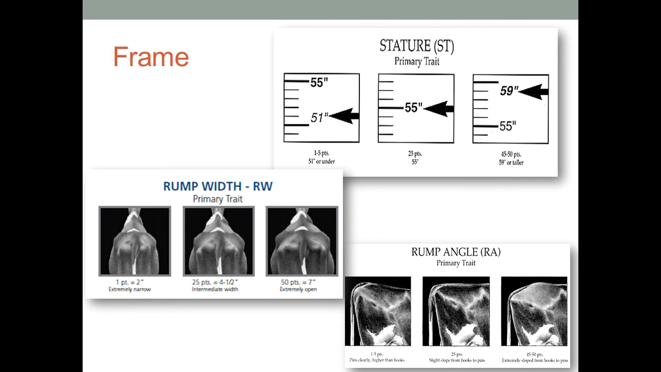Here's the important thing to know. The mid-range here, this 25 points, that's not a perfectly level rump. That's not what we're looking for. A 25-point rump angle has the pins just about 1.5 inches below the hips. So this is the top of the pins, about 1.5 inches below the top of the hips.